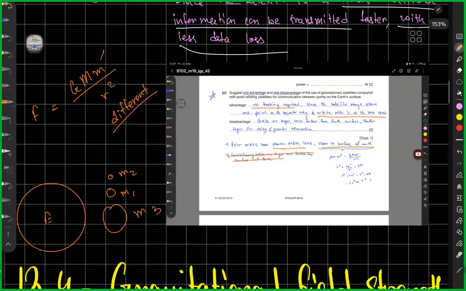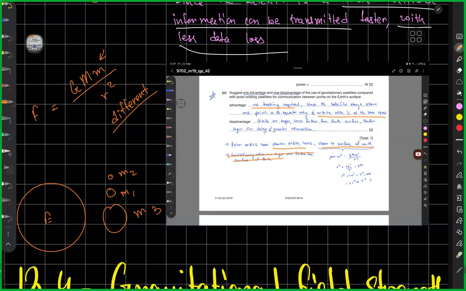Because notice there's a variable called small m, which accounts for the mass of the object we are measuring the force on. So now if I vary the small mass, I also vary the force on the mass.